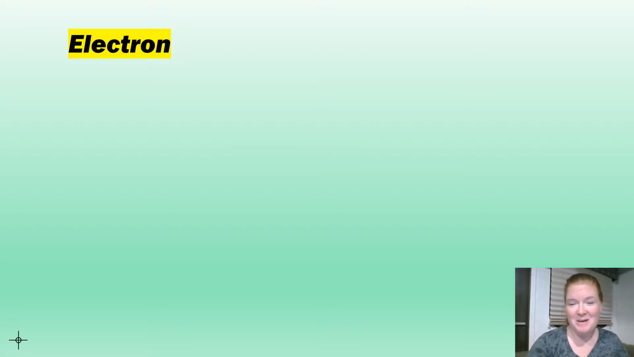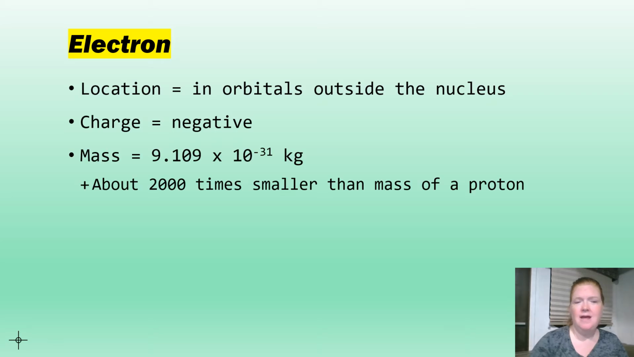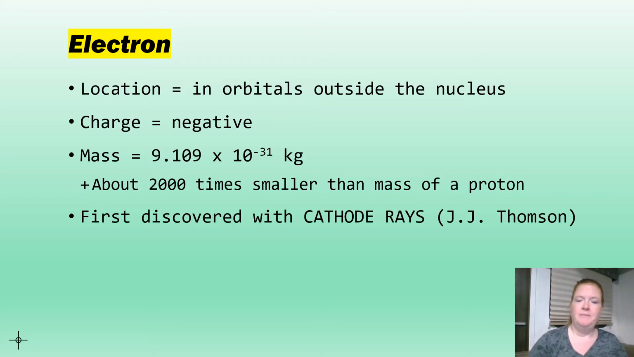Okay, first up, electron. Location: in orbitals outside the nucleus. The charge of an electron is negative. The mass of an electron is very small, about 9.109 times 10 to the negative 31 kilograms. It's about 2,000 times smaller than the mass of a proton. It was first discovered, remember, with cathode rays, that experiment done by J.J. Thomson.